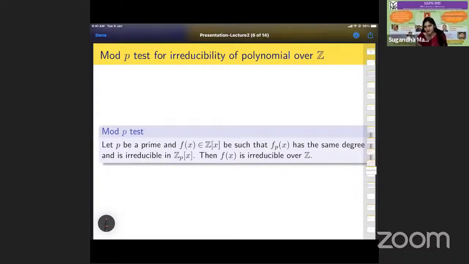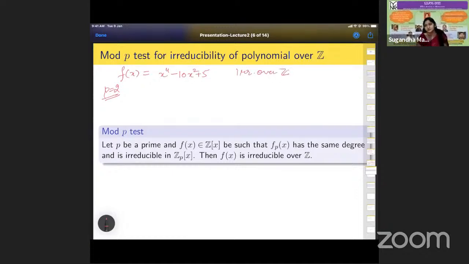How about the converse? I'll just go with an example for this. Suppose I give you this polynomial, x^4 - 10x^2 + 5, and you check this with p equals 2. Is it true or not that this is irreducible over Z? This is irreducible over Z.